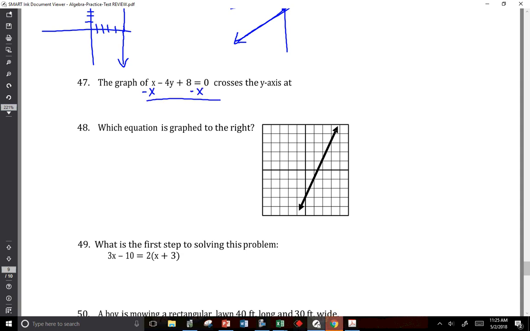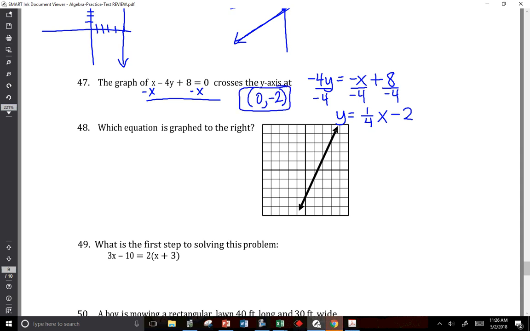A boy is mowing a rectangular lawn. So draw your rectangle so you can picture it. That's really not to scale. He's hilarious. And he's cut all of it except 1/4. What fractional part remains?